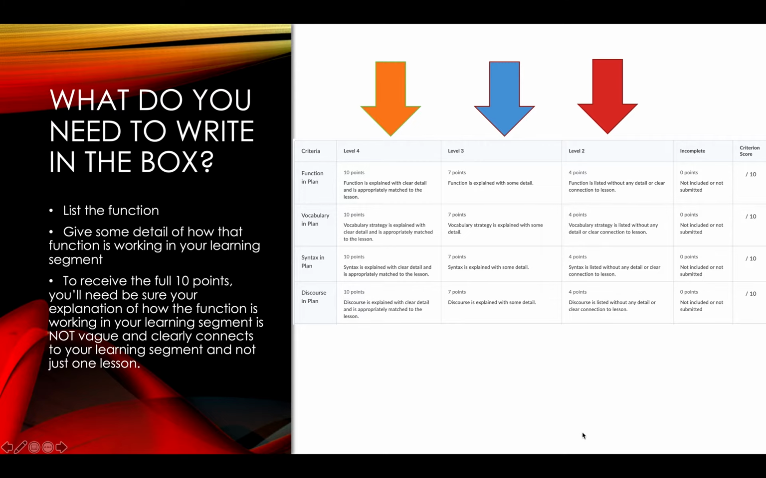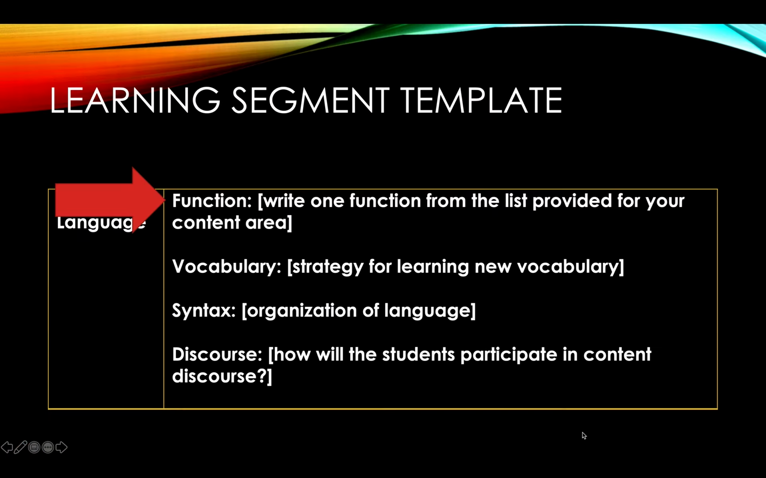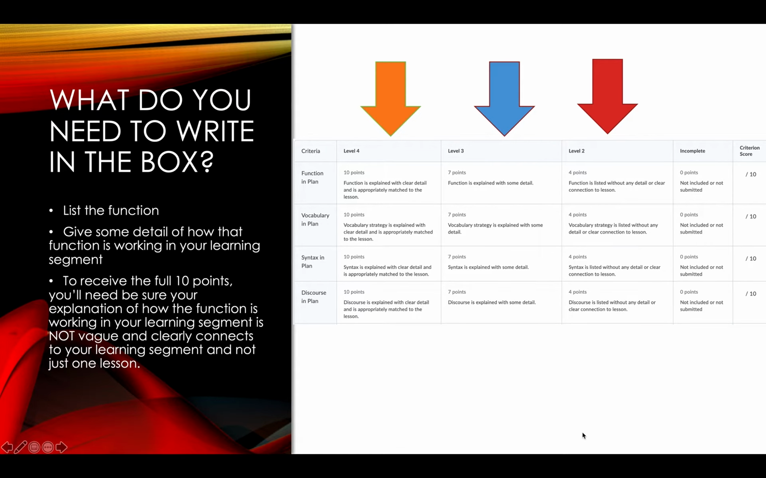So what does it look like when you turn it in, and how will it be graded? Well, first of all, you need to list the function, but then in that box. So I'm talking about this box right here. So you're going to list the function, and that's one of those words that's on that list. And then you're going to give some detail about how that function works in your learning segment. So how does this connect to your learning segment?